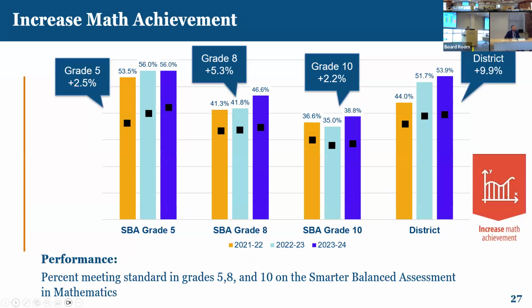When looking at increased math achievement, as you look at this data, you can see our overall performance, the percentage of students meeting standard in grades 5, 8, and 10 on the Smarter Balanced Assessment. To add that element, the dark squares in the middle, that's where the state is at. So you see a continued increase. Also remember that most recent Seattle Times article in terms of our overall performance and where we were, we dropped less and we recovered at a faster rate than other districts across the state.